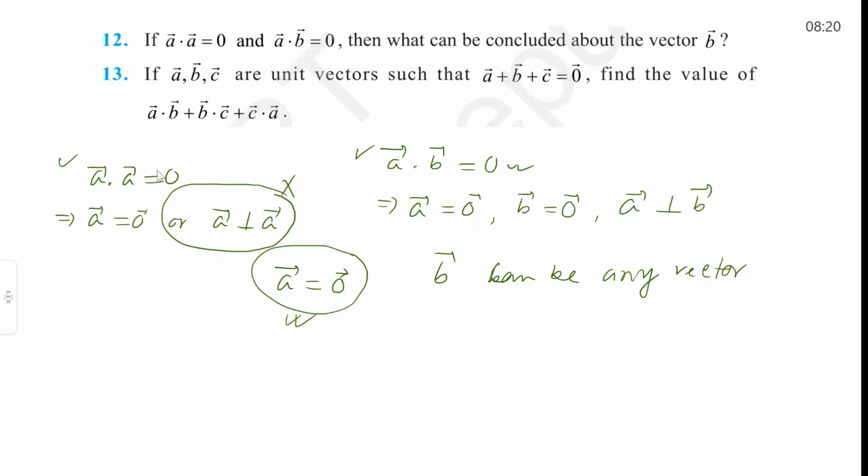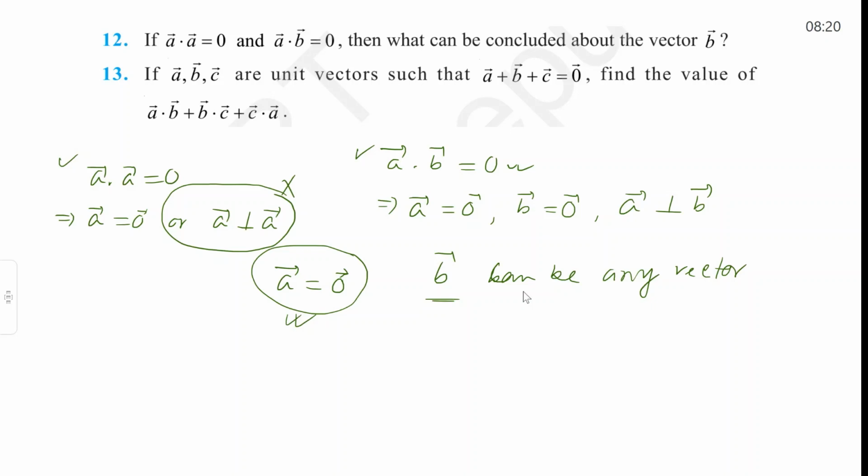Again I am telling, these two equations will simultaneously hold if A bar is equal to 0, but when A bar is equal to 0, then B bar can be any vector, because if B bar is 0, then the dot product is 0. If B bar is non-zero, then also it is equal to 0. So the answer will be B bar can be any vector.